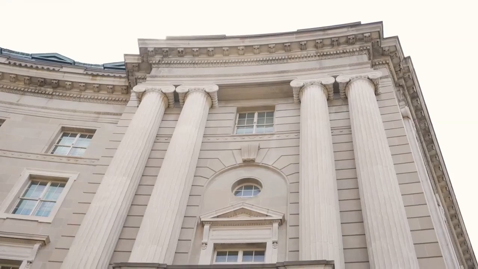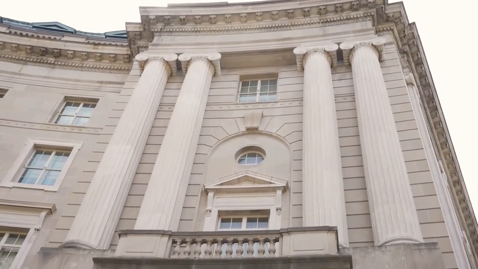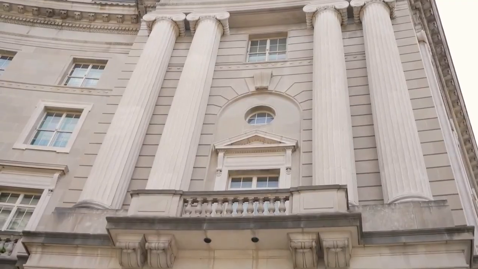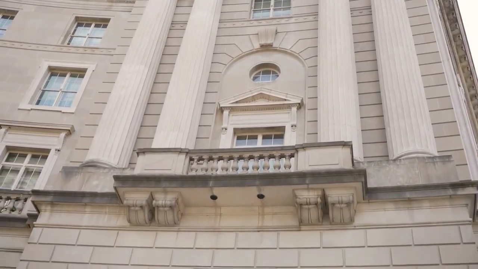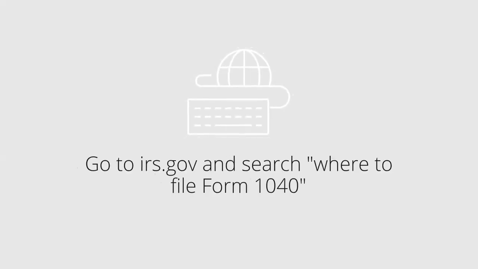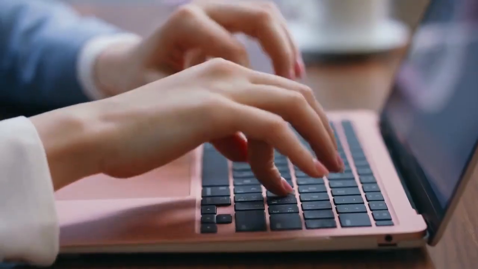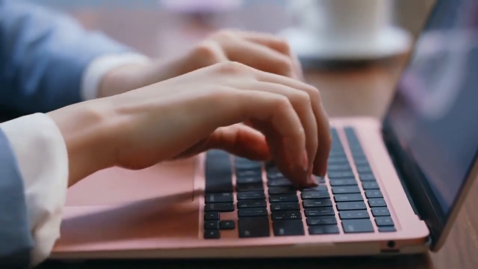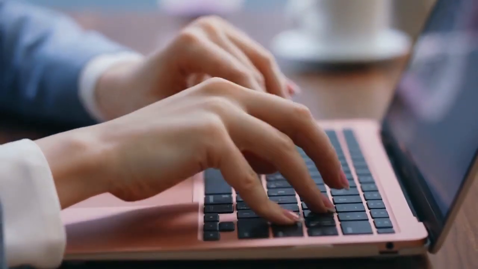The absolute best and most reliable way to find the correct address for your specific situation is to go directly to the source, the IRS website. Just go to irs.gov and use their search bar to type in where to file Form 1040. This will lead you to a page with a complete, up-to-date list of mailing addresses for every single state.